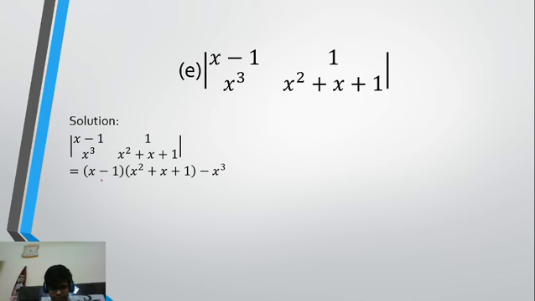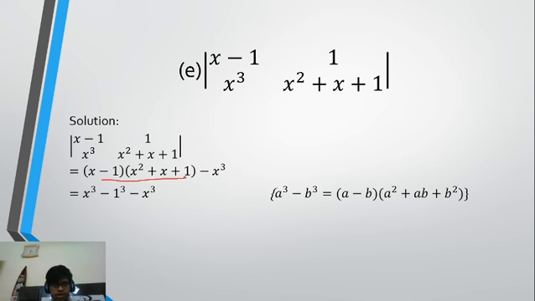So therefore, this will be x cube minus 1 cubed, right? This is the formula applied. Now x cube minus x cube is cancelled. We are left with minus 1. So the answer is minus 1.